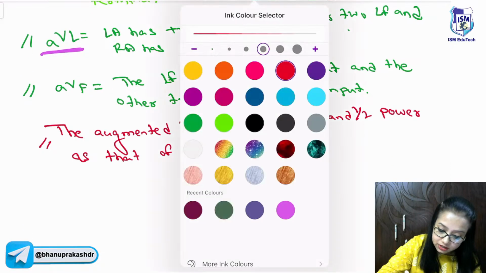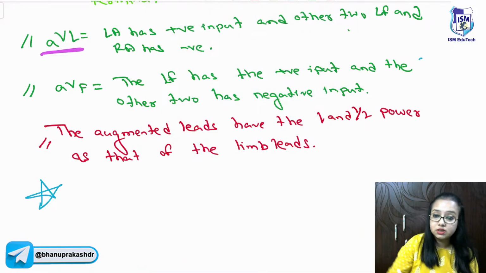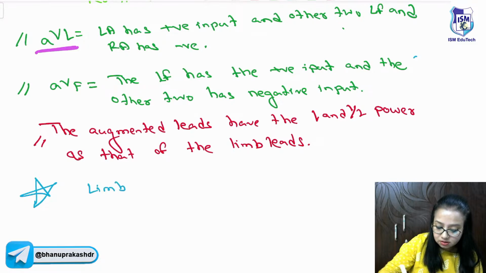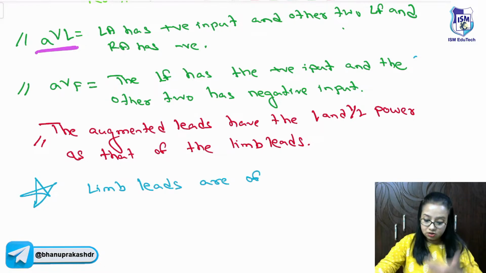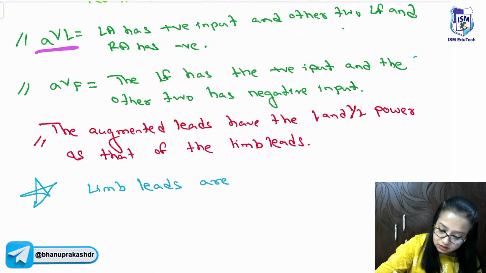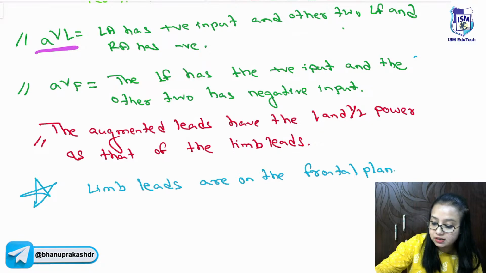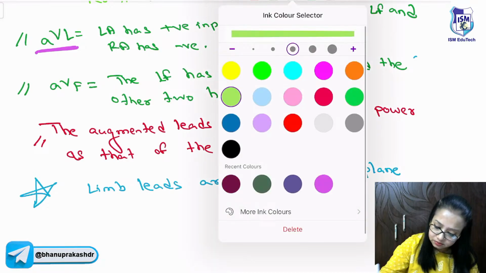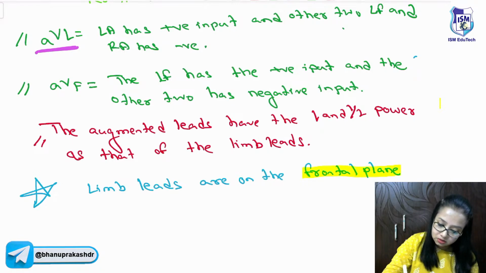Another point to be noted. I'm putting a star and writing: point to be noted. Limb leads are on the frontal plane. They are all in the frontal plane, these limb leads. They are not in the horizontal plane. Okay.